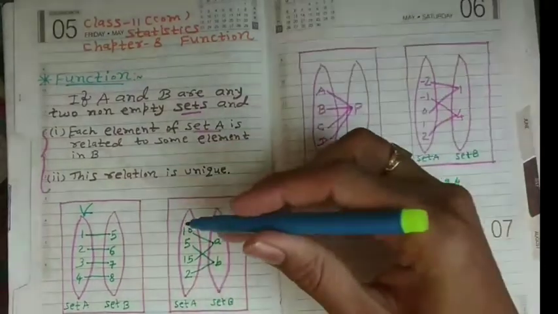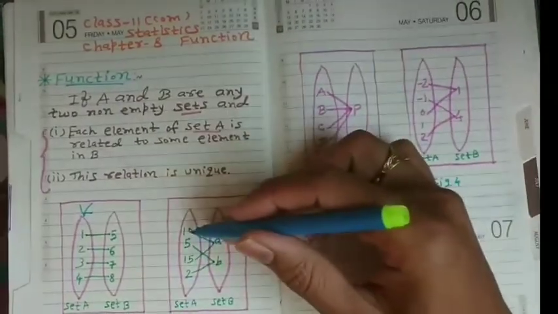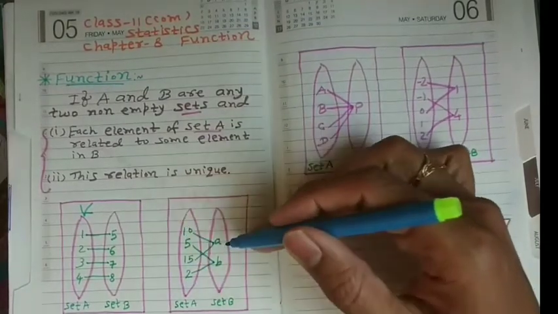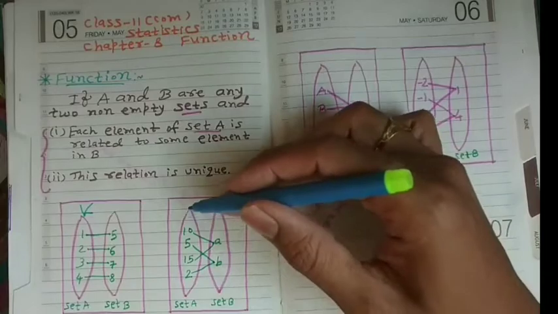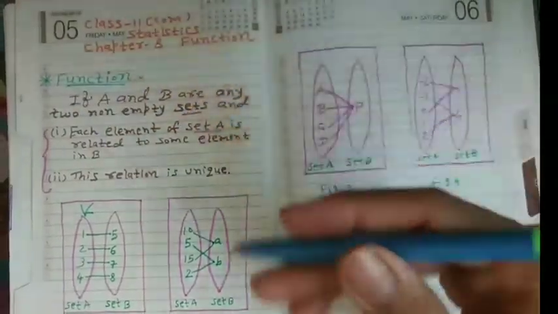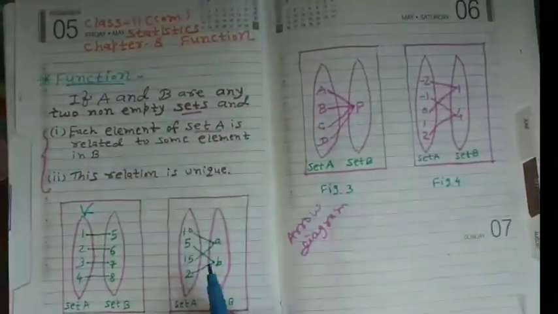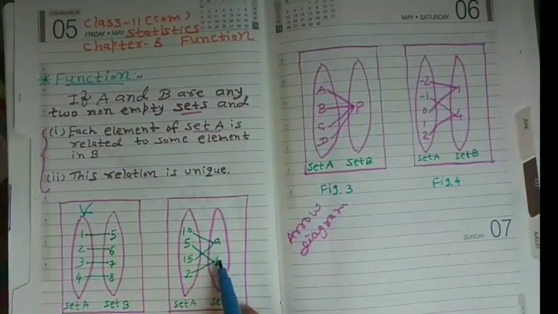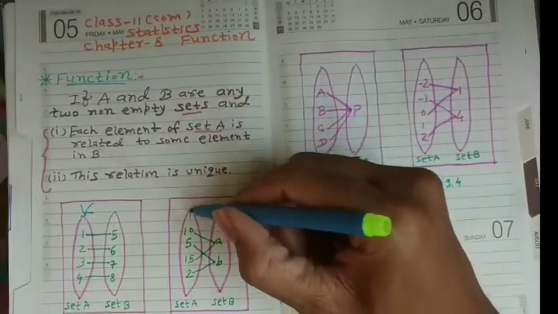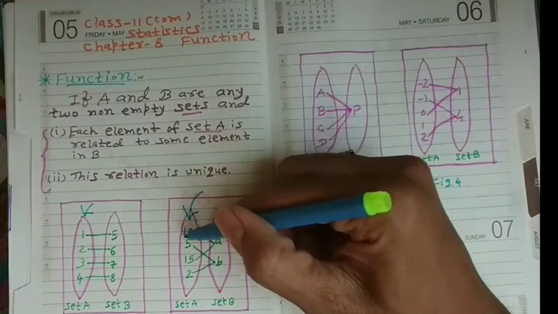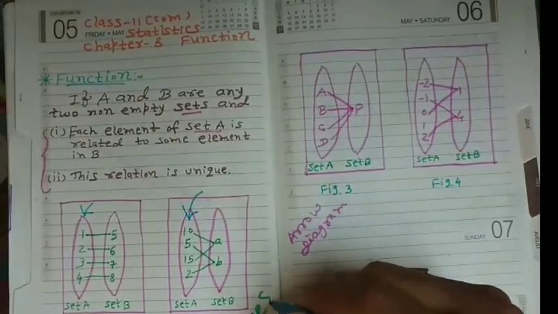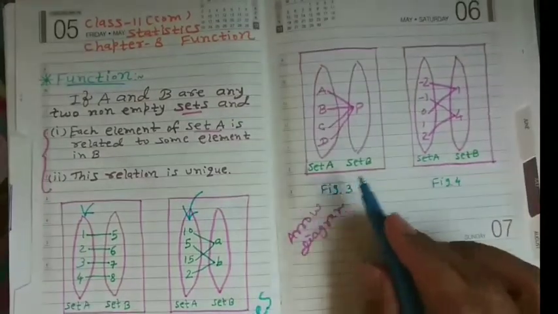Now see the second. In set A, there are 4 elements: 10, 5, 15, and 2. And in set B, 2 elements: A and B. See the first condition, each element of set A is related to some element in B. 10 to A, 5 to B, 15 to A, 2 to B. Is this relation unique, yes or no? Each has only one image, so it is a function. Yes, the answer is yes.